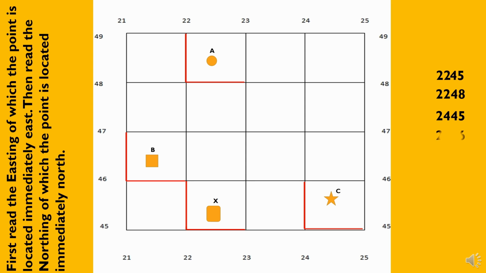2146. And finally, D. D is located immediately east of Easting 23 and immediately north of Northing 47, as we have highlighted right here. Therefore, the 4-figure grid reference for D is 2347.